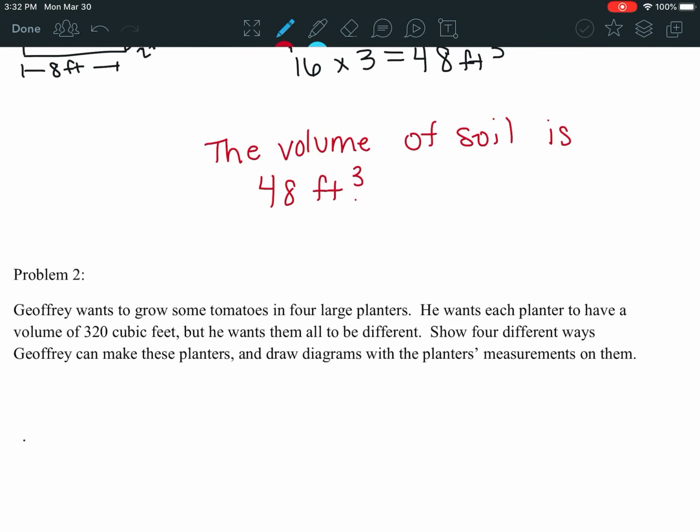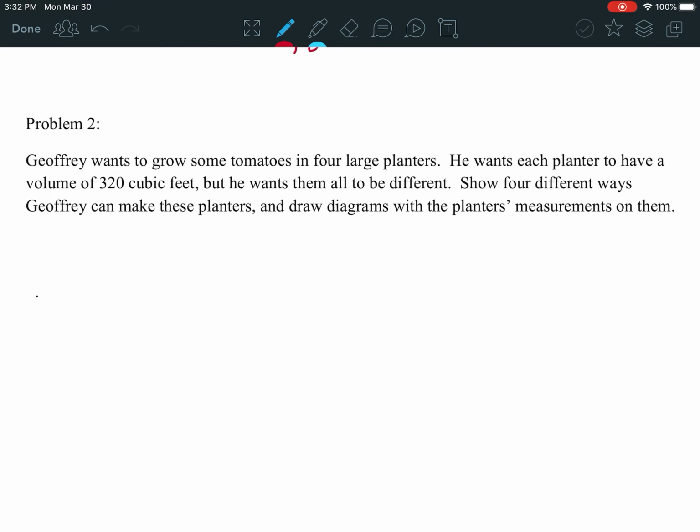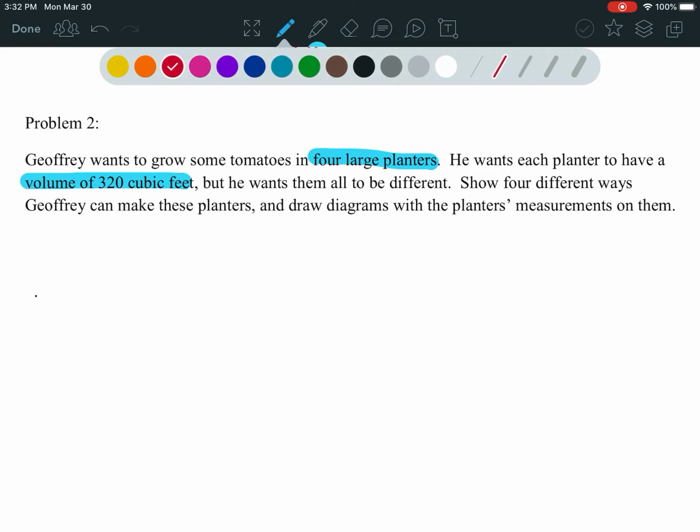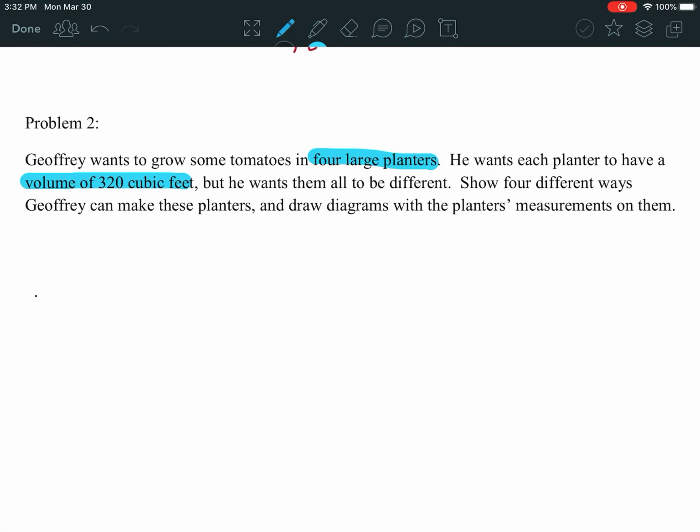Problem 2 says, Jeffrey wants to grow some tomatoes in 4 large planters. We have 4 of them. He wants each planter to have a volume of 320 cubic feet, but he wants them all to be different. Show 4 different ways Jeffrey can make these planters and draw diagrams with the planter's measurements on them. I am going to do 2, and I want you to come up with 2 on your own after you watch this video. So here is one planter.